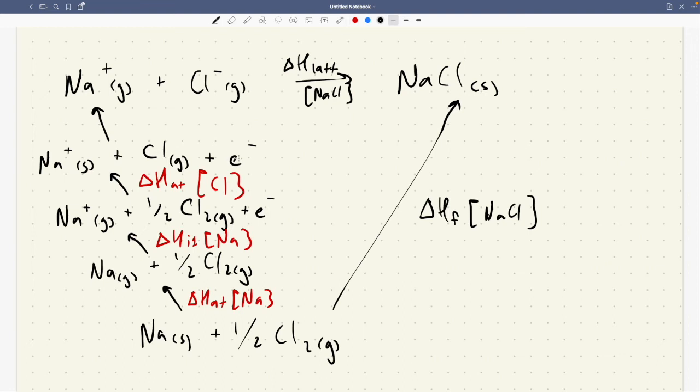So what's happening? The chlorine is gaining the electron that the sodium lost, and we have the ΔH of the electron affinity. The first electron affinity, we only have to worry about one here because we're only gaining one electron to make the chloride ion. Boy, oh boy, we did it.